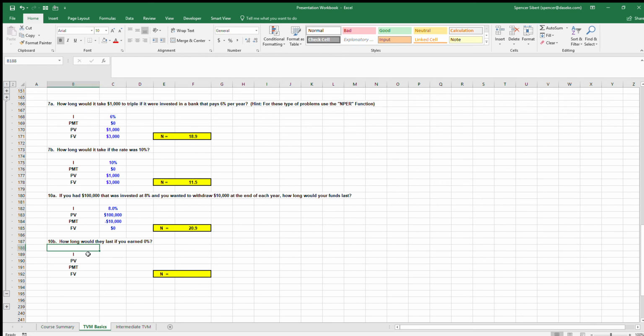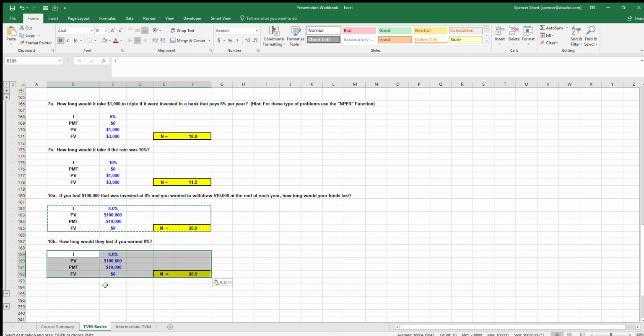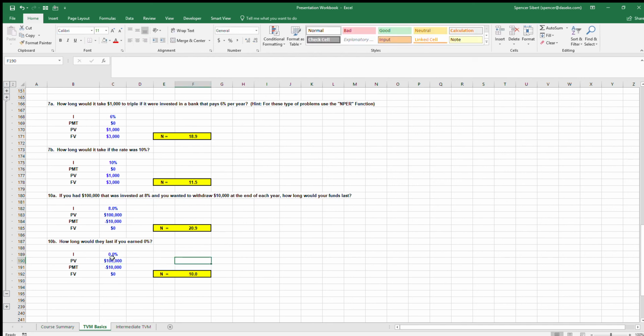Alright, how long would it last if you earned $0? Let's copy this over, because it's the same question. If you earned 0%, this is actually a pretty simple calculation. It's basically your $100,000 divided by your $10,000. You'll have to make this not negative, and it's formatted incorrectly, but it's 10 years there too.